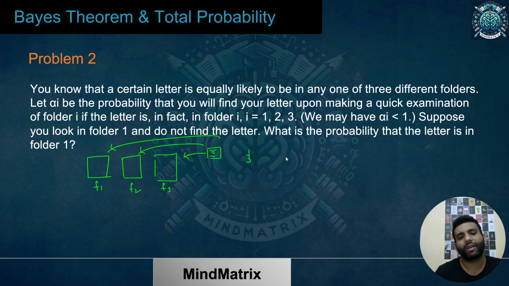So I can write it like this. Okay, let me just write something like this: P of F1, that is, the letter L is in folder 1, is equal to 1 by 3.